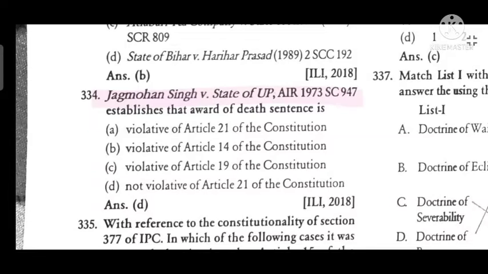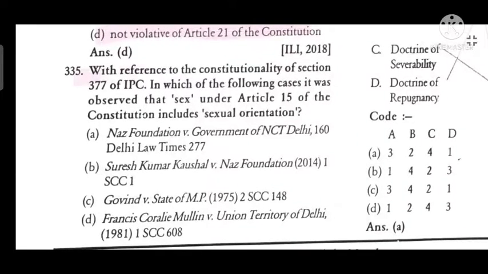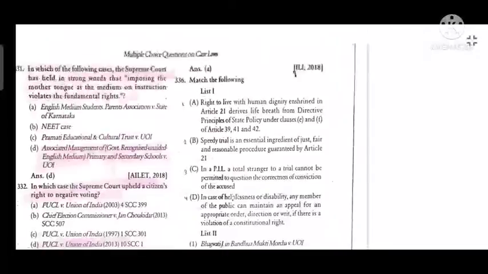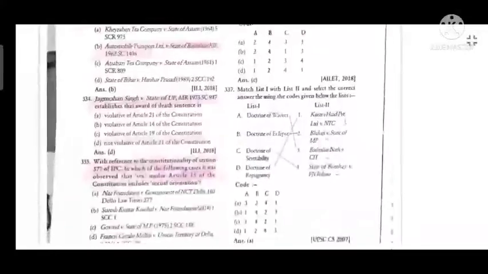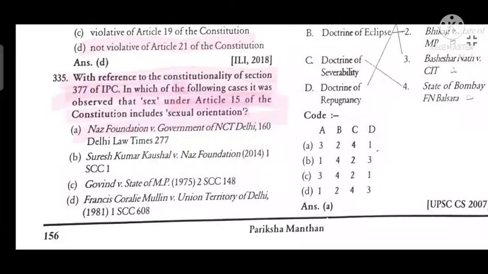Jagmohan Singh versus State of UP 1973 established that the award of the death sentence is not violative of Article 21 of the Constitution. With reference to the constitutionality of Section 377 of IPC, in which one of the following cases was it observed that sex under Article 15 of the Constitution includes sexual orientation? Naz Foundation versus Government of NCT Delhi. Delhi Law Times.